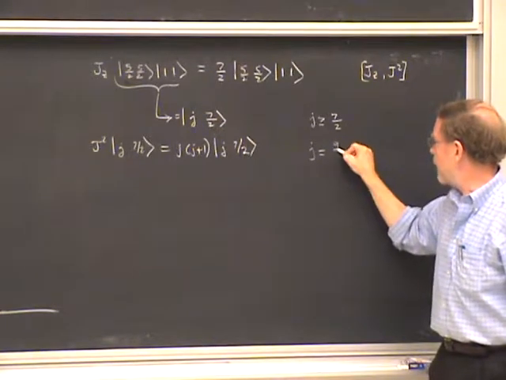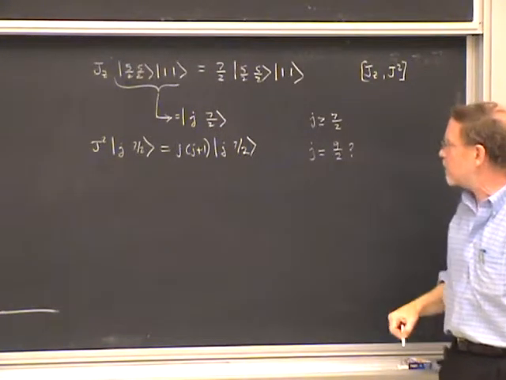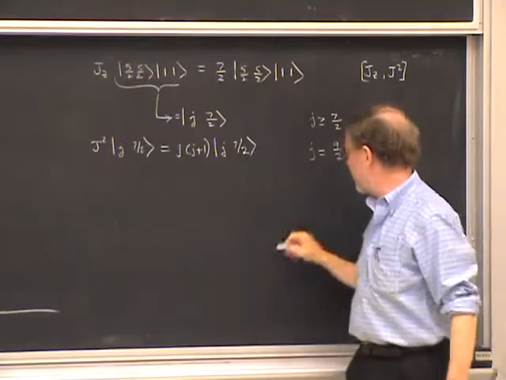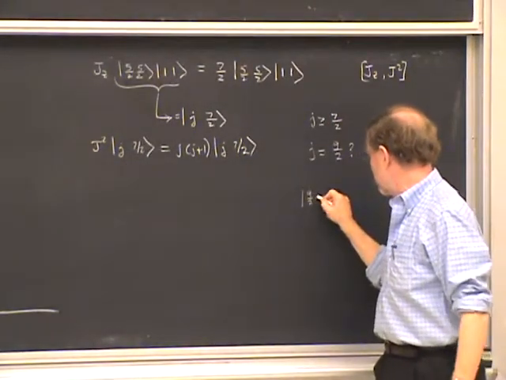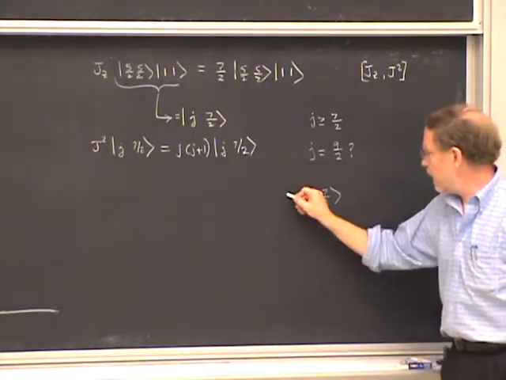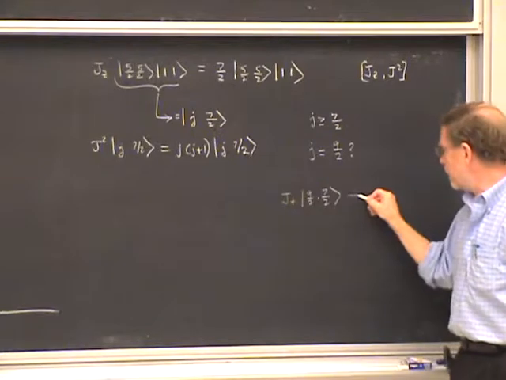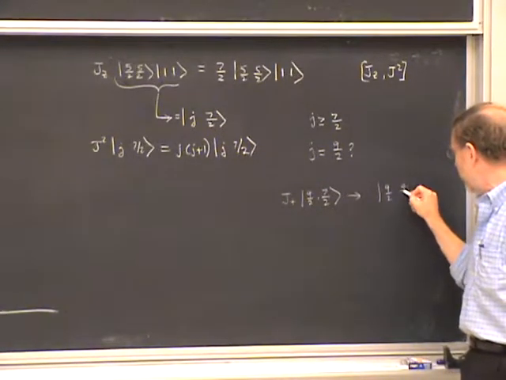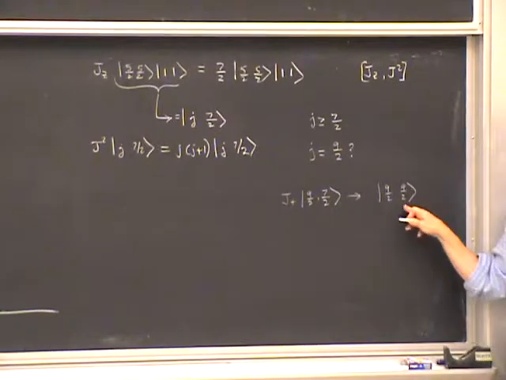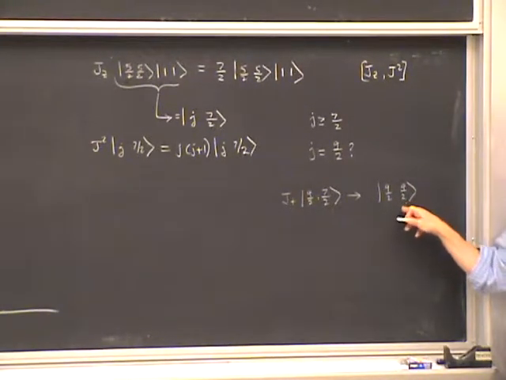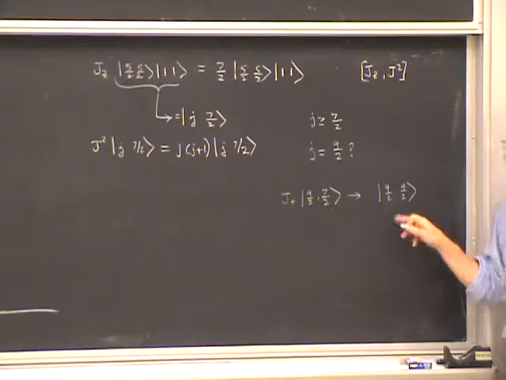Could we try to say j equals 9/2? Is that a possibility? Could this doubly stretched state be the 9/2, 7/2 state? Is that possible? Well, the answer is no, because if I applied a raising operator to it, it would convert it, within a constant factor, into a state that had 9/2, 9/2. In other words, it would raise the m value by 1, and we'd have a state that had total m equal to 9/2.